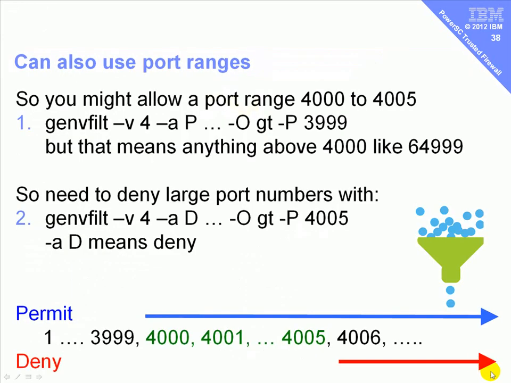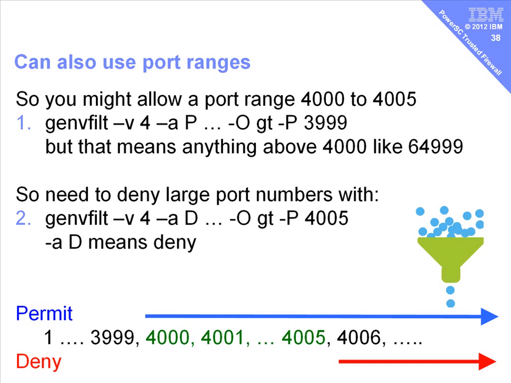Let's cover the case of port ranges. Some applications allow a range of ports. In my little example here, 4000 to 4005. So how can we do that without needing to create a rule for every single port number in the range?